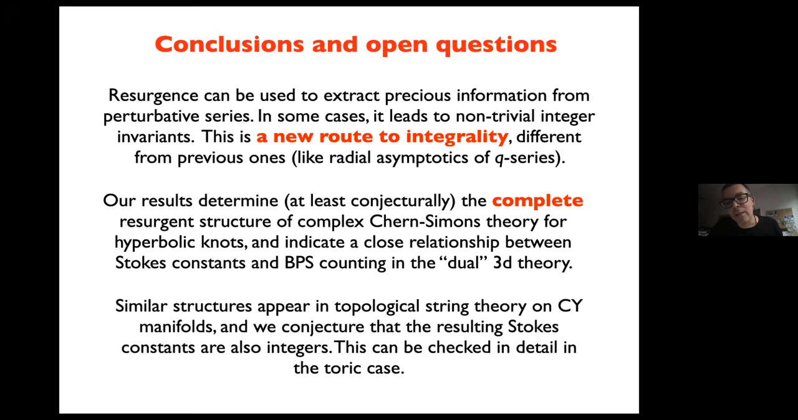As I tried to explain, there is a very similar structure appearing in topological string theory in Calabi-Yau manifolds. It's very beautiful that formally the structures that appear in the topological string and complex Chern-Simons are very, very similar. Also, we still don't have a very physical explanation for this relationship. One is tempted to think that, in the same way that complex Chern-Simons has some sort of superconformal theory dual, something similar should happen in this toric Calabi-Yau case, but we don't really have a very concrete picture for this. But we have explicitly checked in many examples that this integrality structure is also there.